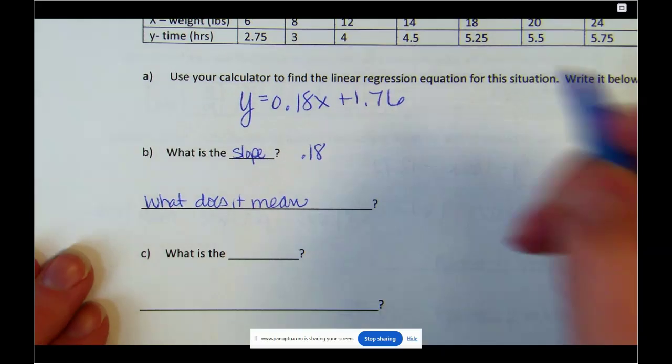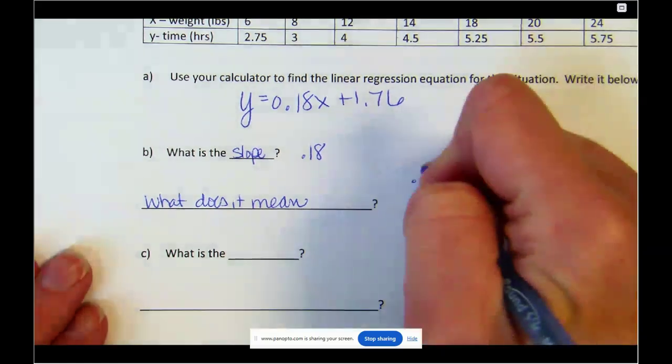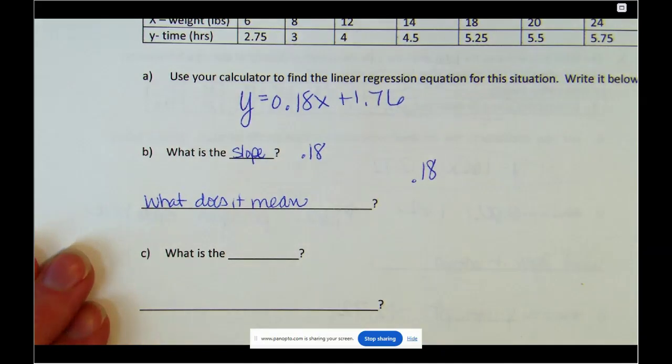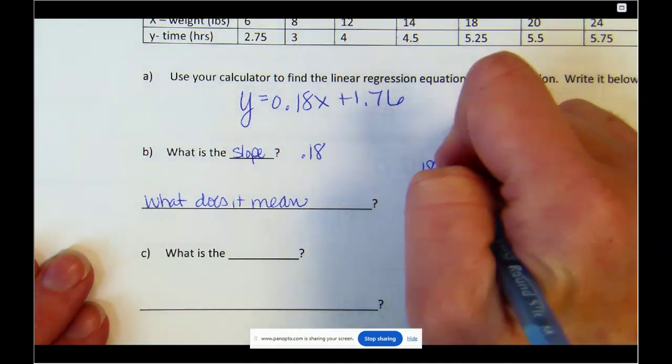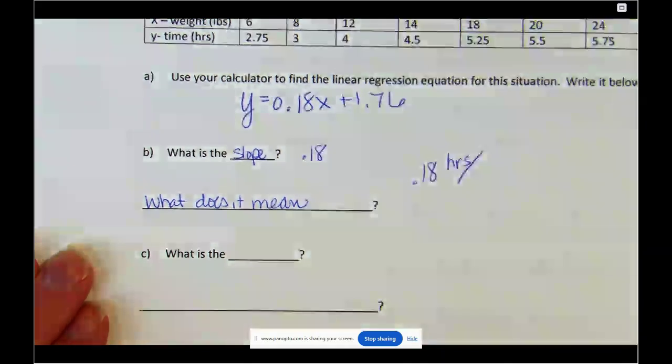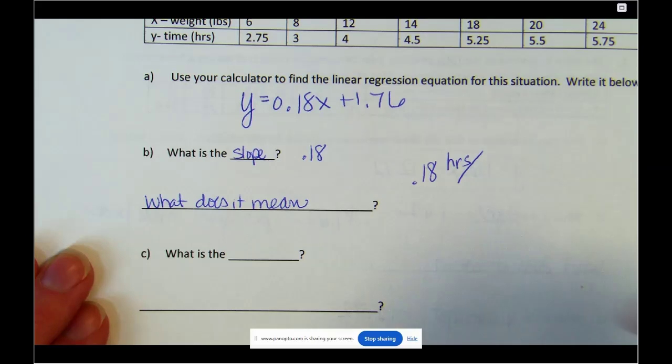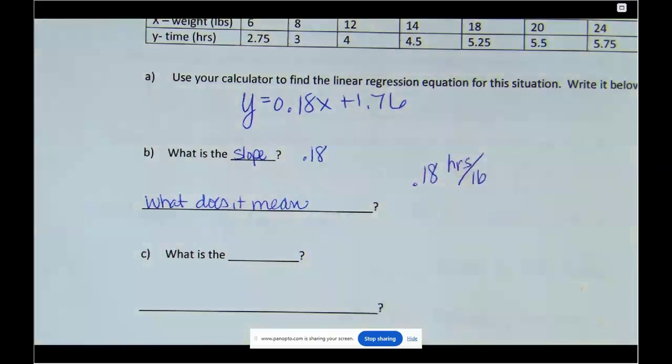Okay, what are our units on this? 0.18 what? Hours per pound. So what does that tell me about roasting a turkey or smoking a turkey? You gotta put on, for every pound that the turkey weighs, you gotta smoke it another 0.18 hours for every pound.